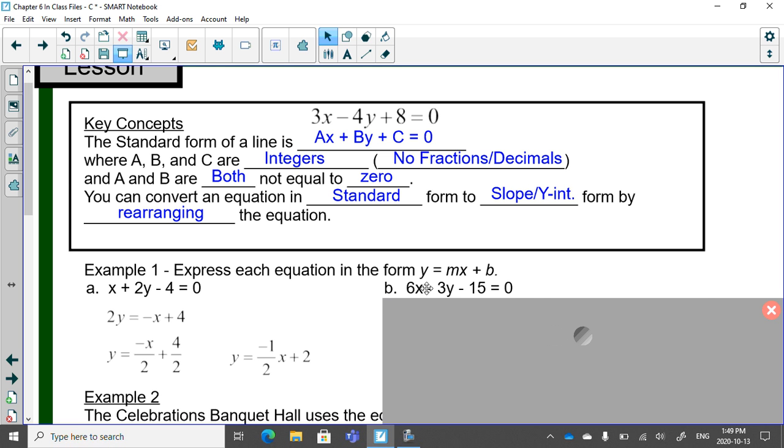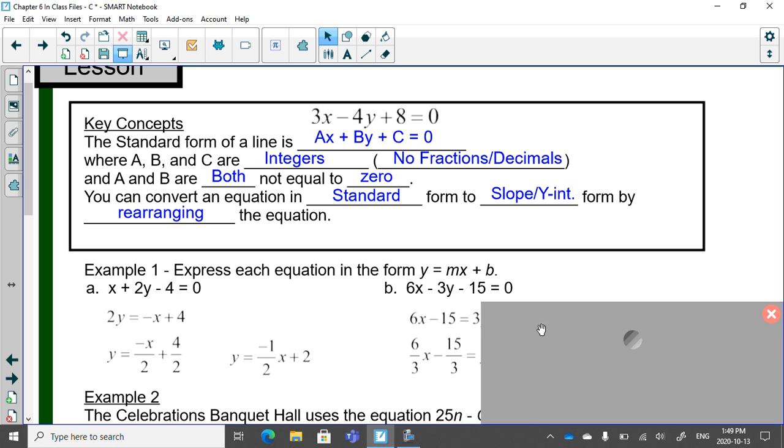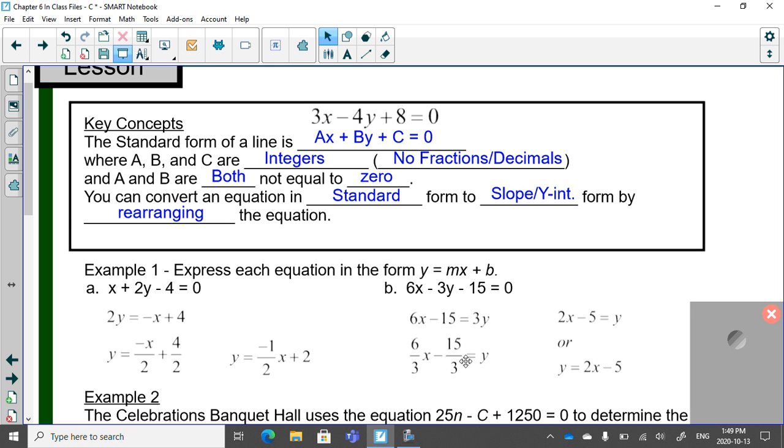Next one. I want to get the y all by itself. See how the y is isolated here all by itself? I want to get this y by itself. Now you could do what we did over here and put the 6x and the 15 over here and change the sign, but I'm going to move the negative 3y over to the other side. The reason is I just made it positive. Do you see the positive 3y now? So to go to my next step, I want to get the y by itself, so divide the 6 by 3 and the 15 by 3. 6 divided by 3 is 2, and 15 divided by 3 is 5. So I have 2x, take away 5 is equal to y, or I can just spin this around and say y equals 2x, take away 5.